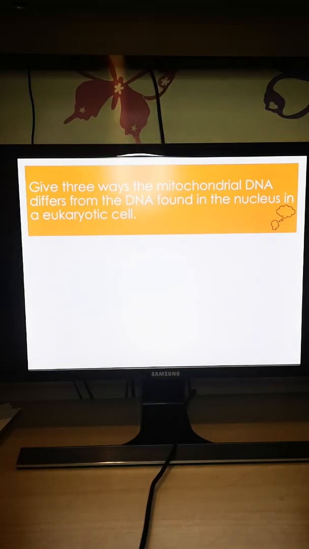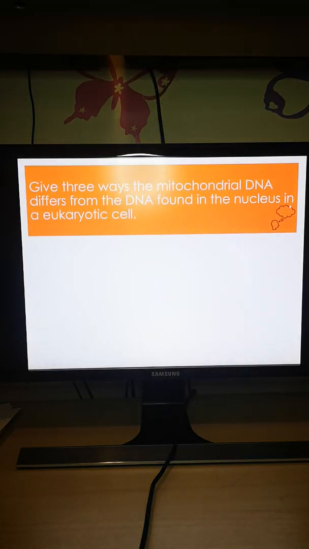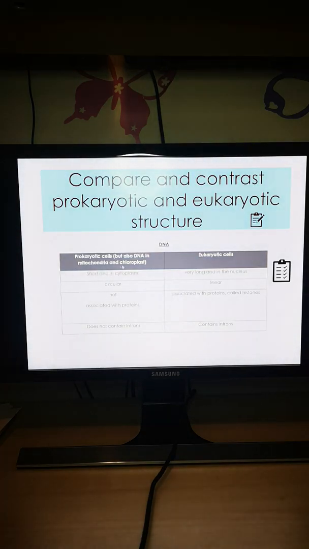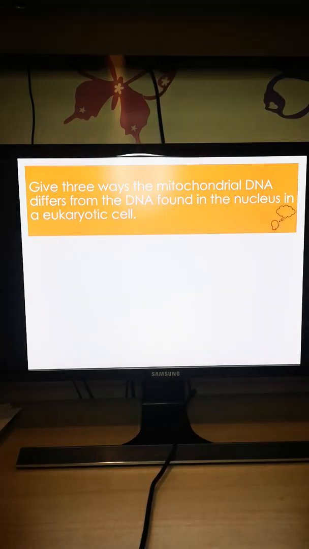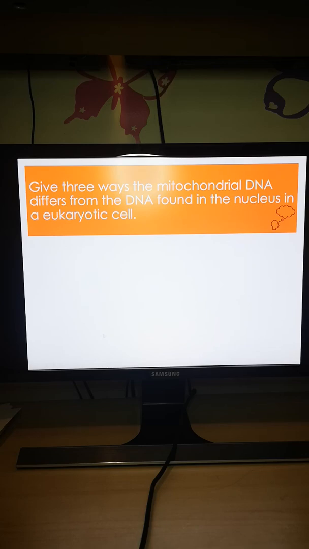So let's flip it and give you a different question. On the new spec, even the AO1 questions require a little pondering before you hit the answer. So imagine we were asked to give 3 ways in which mitochondrial DNA differs from the DNA found in the nucleus in a eukaryotic cell. At first we might think, oh, we don't know the answer, but then we'll remember that mitochondria have DNA that is prokaryotic in its features. So we'll get our mark points for giving all the differences between prokaryotic DNA and eukaryotic DNA.